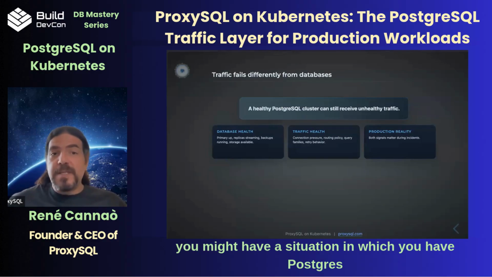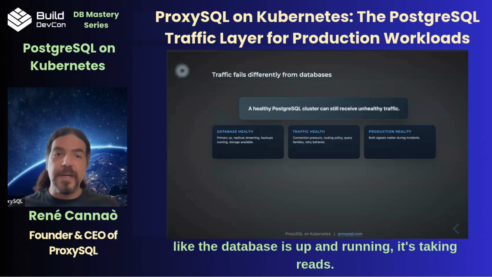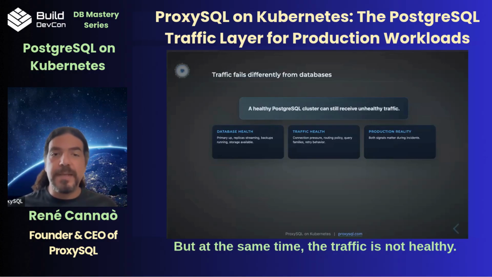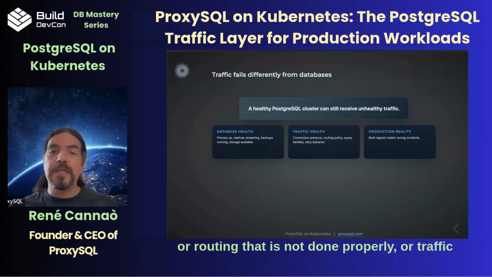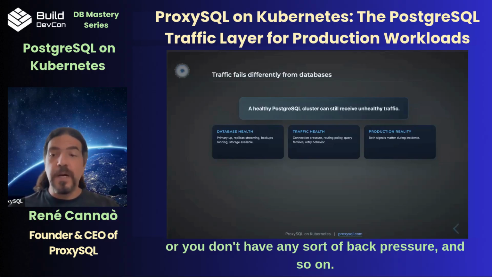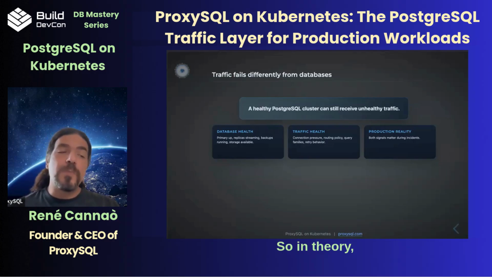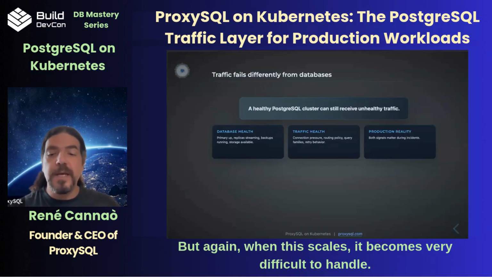Back to Kubernetes, you might have Postgres that is very healthy, the database is up and running and taking reads, but at the same time the traffic is not healthy, because you can have things like connection pressure, routing that is not done properly, traffic being sent to the wrong servers, or no sort of back pressure. In theory, this should work very well when there is just a simple application. But again, when this scales, it becomes very difficult to handle.